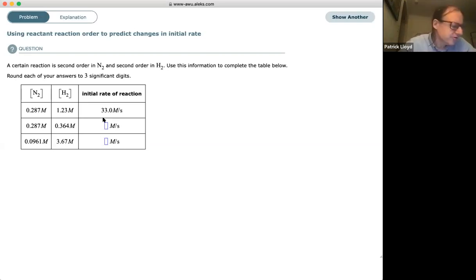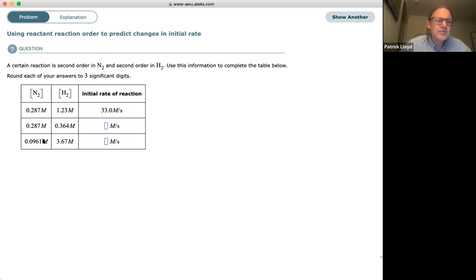So this is an interesting little arithmetic problem. And that's really what it is. It's really just an arithmetic problem. But it's a common type of one. So let me take a look here. Oops, sorry. Let me show it again to you so you see it. I don't think you saw that. Okay, so a certain reaction is second order in N2, second order in H2. So that means the exponents are 2 and 2. Use this information to complete the table below. Round each of your answers to 3 significant digits.